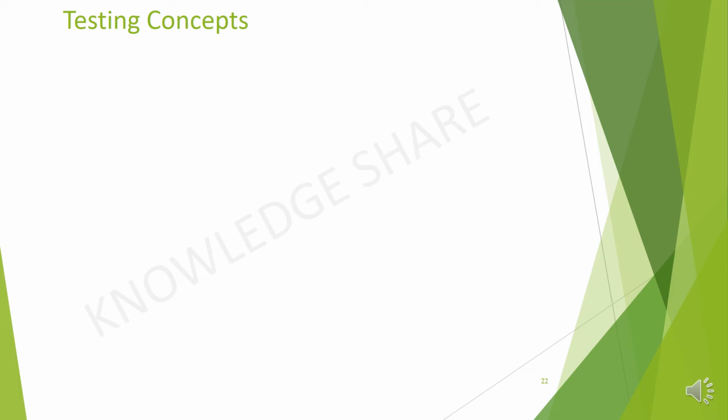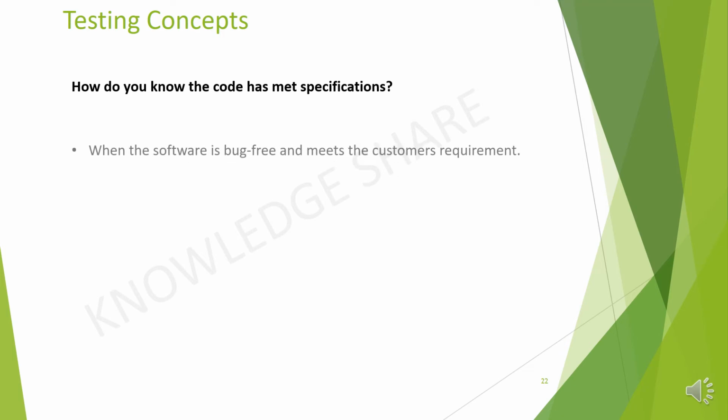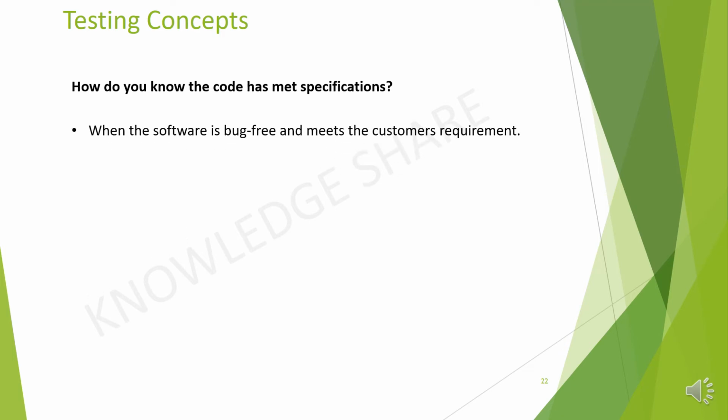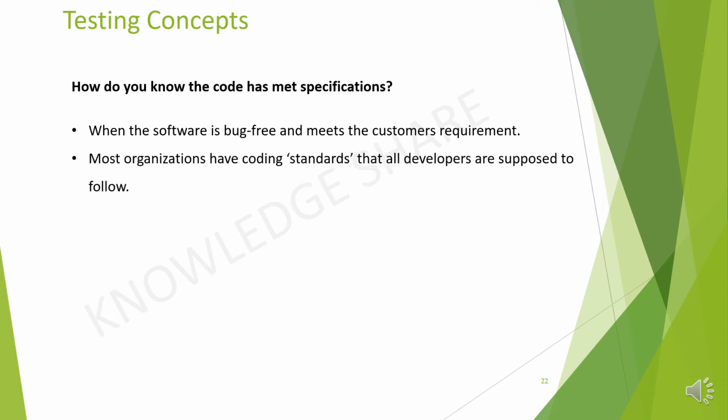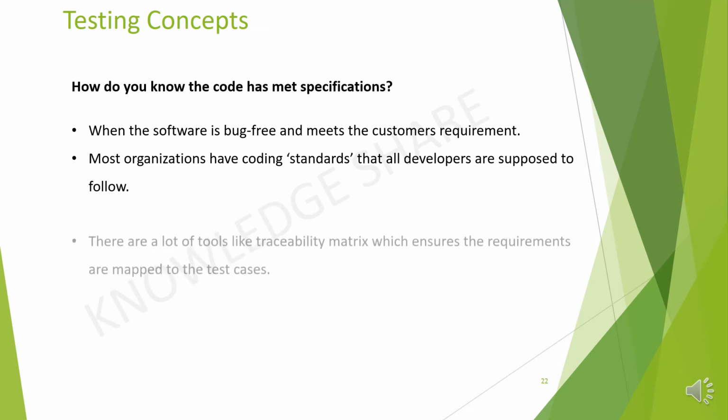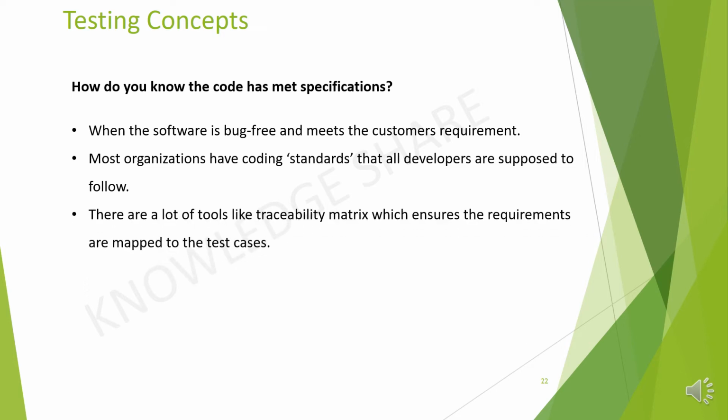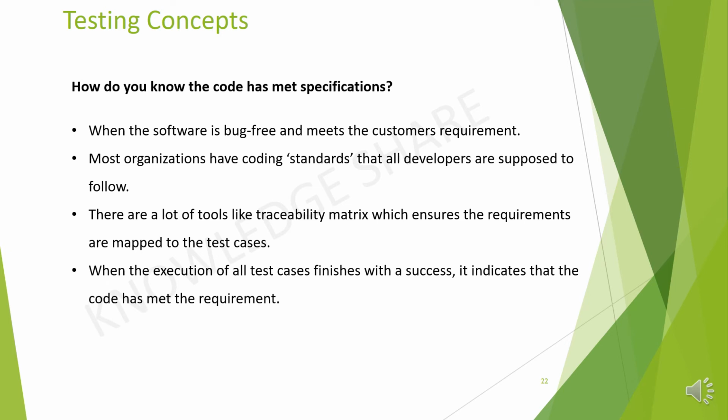Next question, how do you know the code has met specifications? When the software is bug free and meets the customer requirement. Most organizations having coding standards that all developers are supposed to follow. There are a lot of tools like traceability matrix which ensures the requirements are mapped to the test cases. When the execution of all test cases finishes with a success, it indicates that the code has met the requirement.